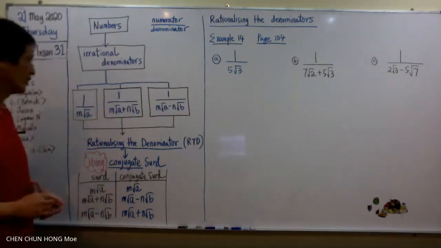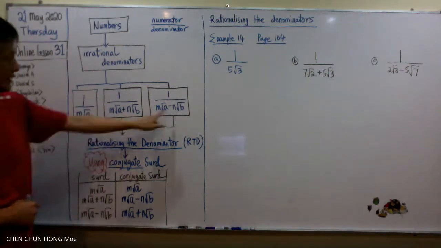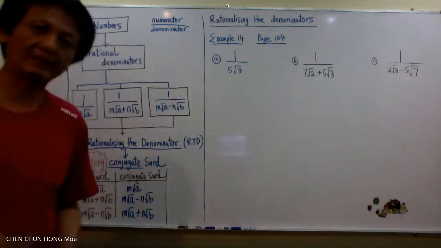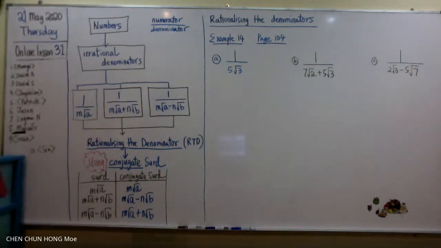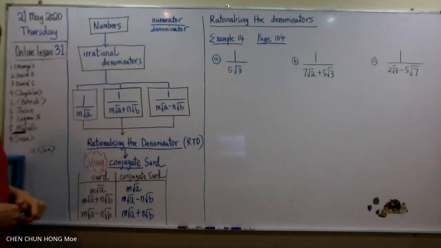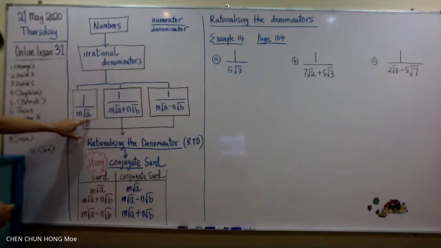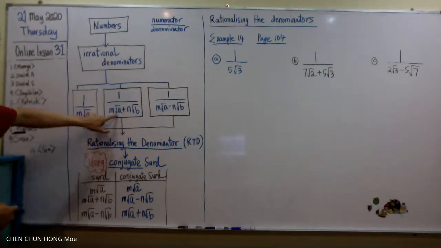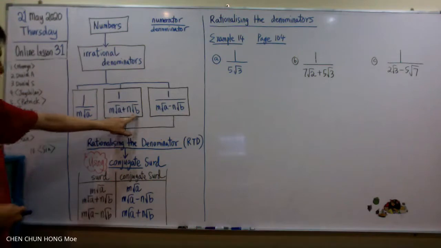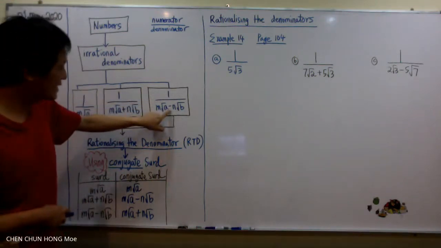If you move on, you have more, like you are looking at square root only, but you can have cube root. Remember we are looking at surds, and surds are not necessarily order two. You can have order three, order four, and so on. But in our syllabus, we are going to look at only these formats: 1 over m square root a, 1 over m square root a plus n square root b, and 1 over m square root a minus n square root b.